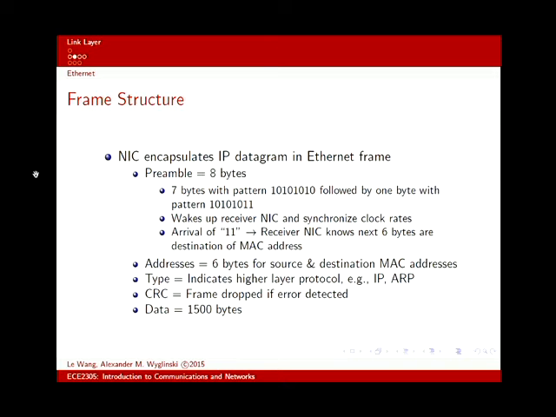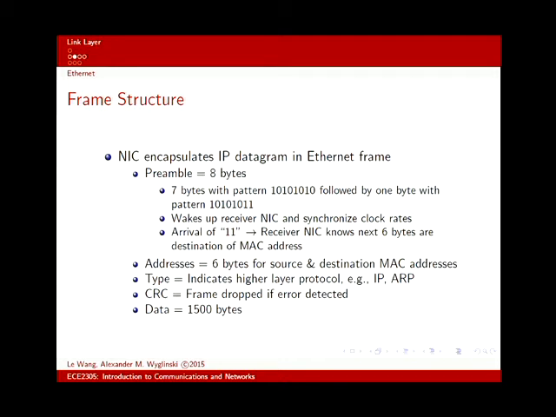Moving right along. So what happens is your NIC, your network interface card, encapsulates your IP datagram. That's the data. It wraps it in what we call an Ethernet frame. This is at the link layer. What it consists of is a preamble of 8 bytes, of which 7 are 10101010, followed by 1 byte with the pattern 10101011. What this does is it wakes up the NIC. It says, hey, I'm about to send something, and synchronizes the clock rate.